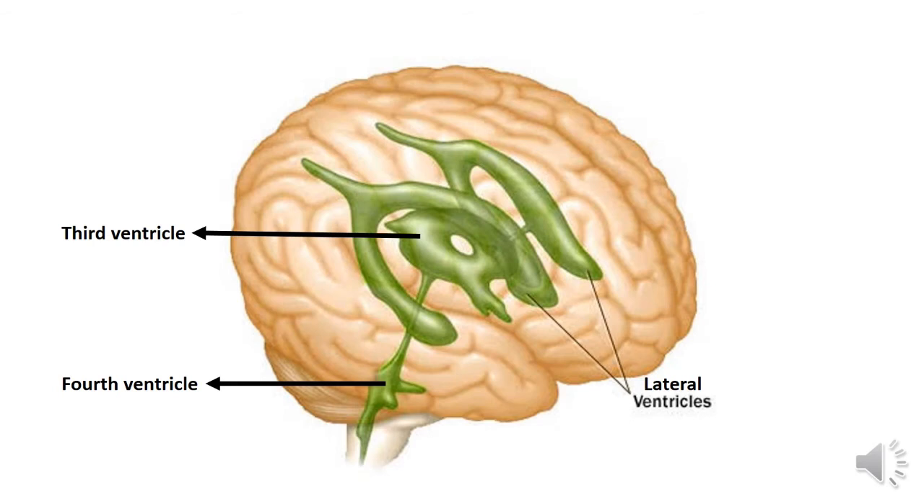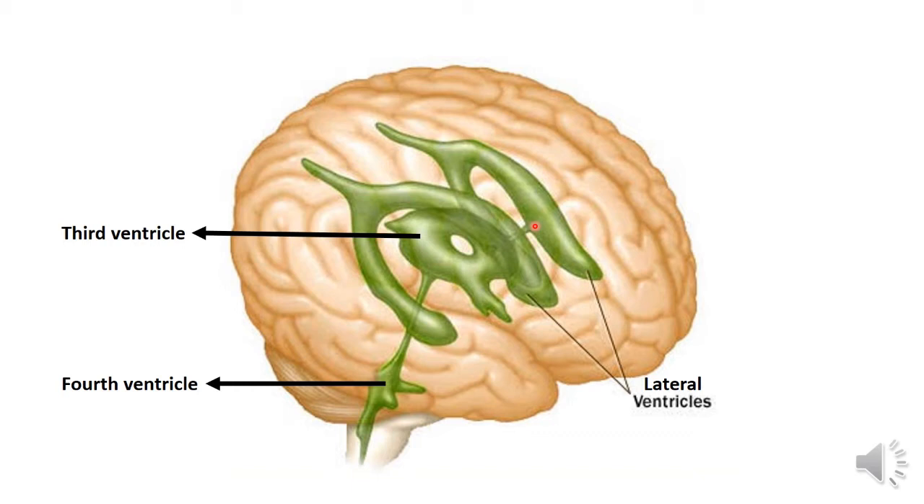Ventricles are cavities within the central nervous system within which or through which the cerebrospinal fluid circulates. There are two ventricles, one in each cerebral hemisphere, called the lateral ventricles. The one you see here, these are the lateral ventricles, one in each cerebral hemisphere.